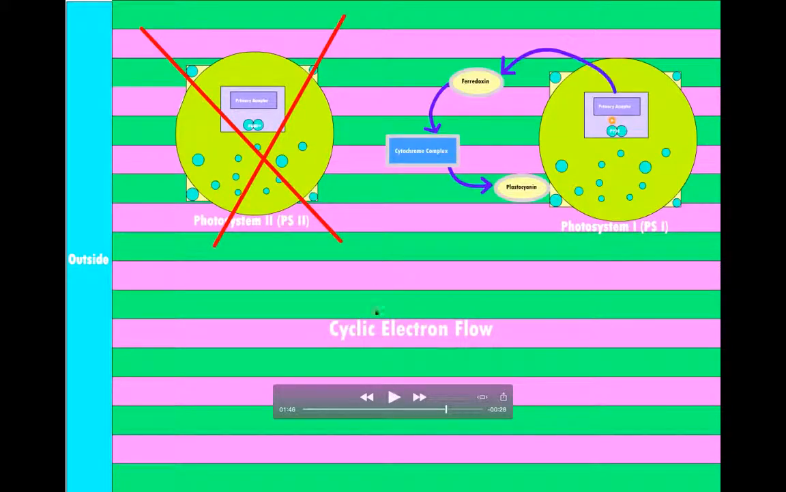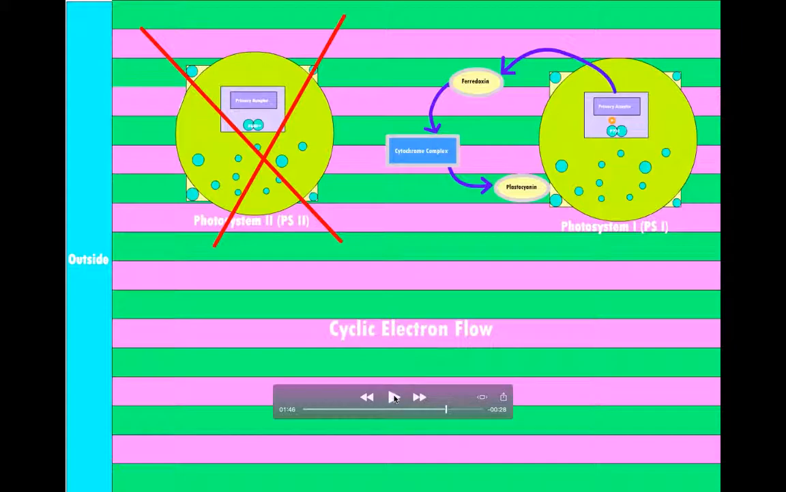In certain cases, photoexcited electrons can take this alternative path, cyclic electron flow, which uses photosystem 1 but does not include photosystem 2. As you can see, photosystem 2 is crossed out, and for photosystem 1 I drew out a cycle here. Several existing groups of photosynthetic bacteria are known to have only photosystem 1. For these species, cyclic electron flow is the sole means of generating ATP. So it is very important.